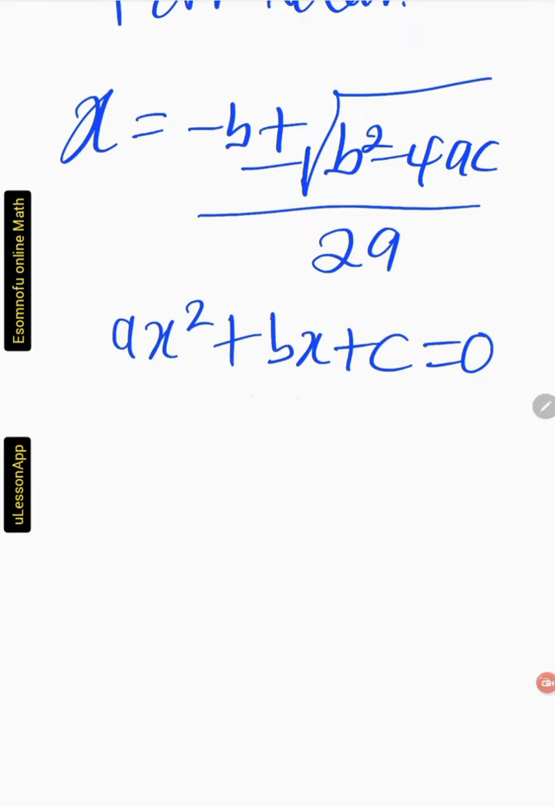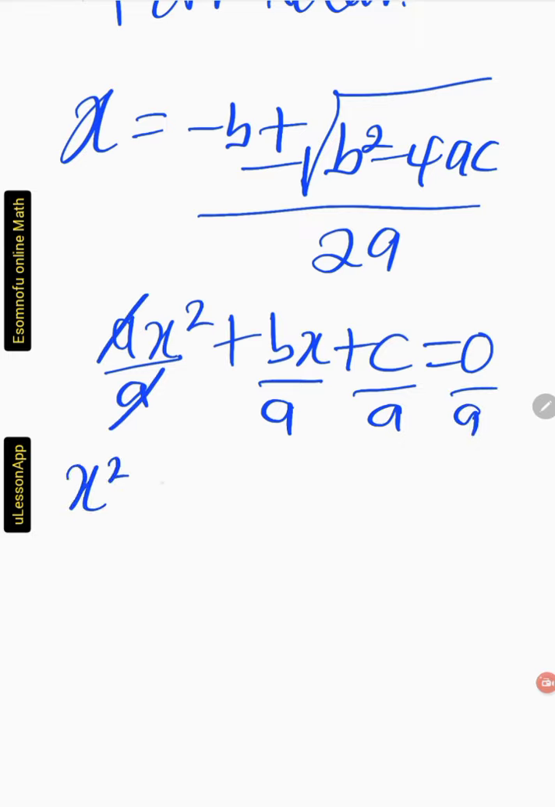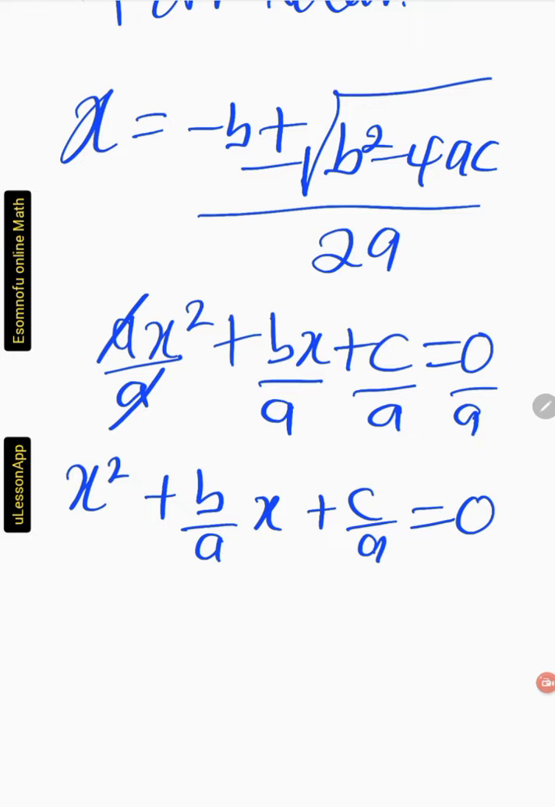Then to solve this, or to make x the subject of the formula, you have to divide everything here by a, because the leading coefficient is a. In order to ensure that this works very well, the leading coefficient should be 1. And to make it 1, divide everything by a, so that a will cancel a. We are having x squared plus b over a x plus c all over a is equal to 0, because 0 divided by a is 0. Anything over 0 will still give you 0.